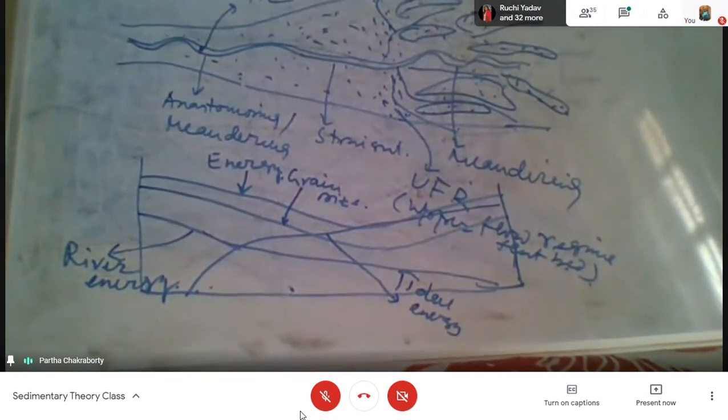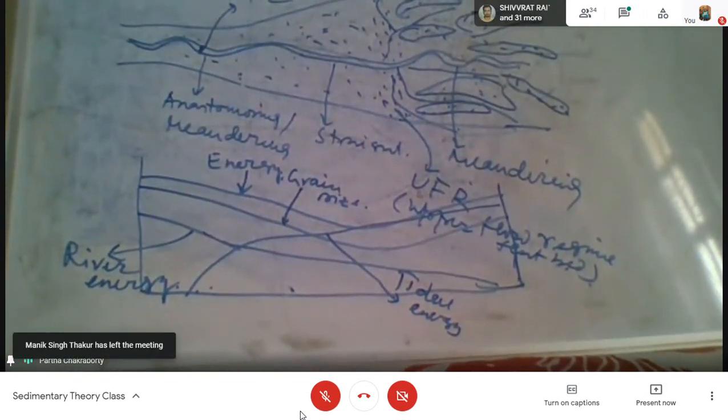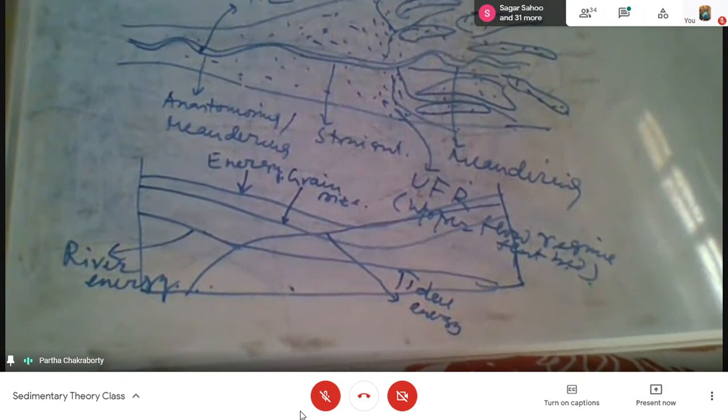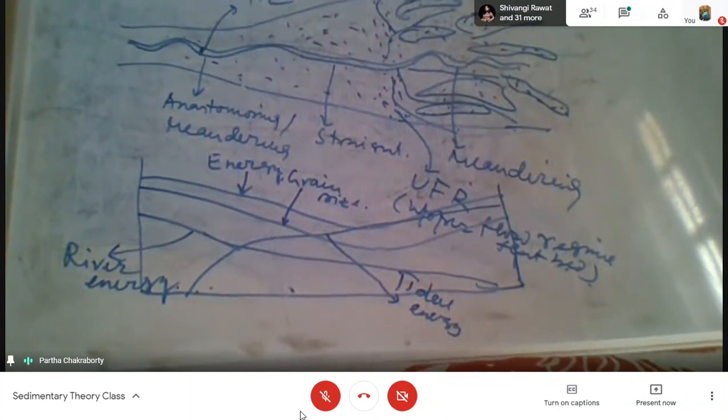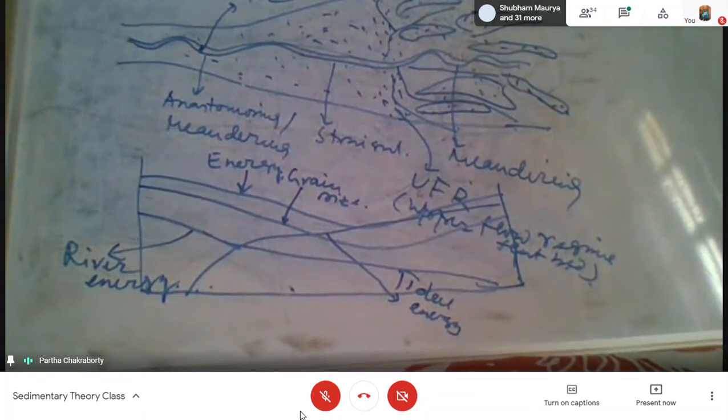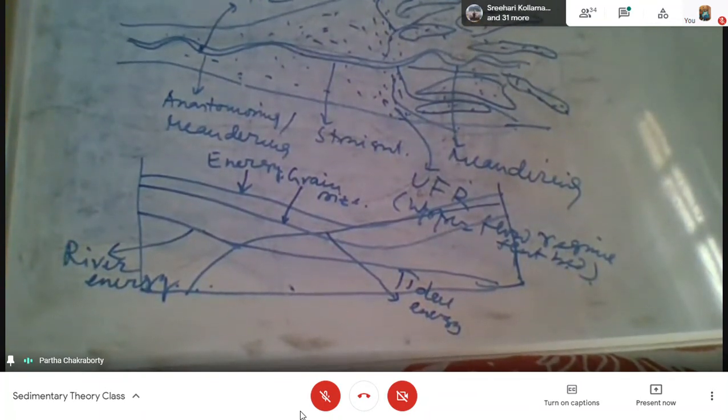Basically, what I wanted to say is that the estuary is a product of a transgressive coastline, and there is wave reworking and tide reworking. If the wave and tide reworking affects the fluvial valley, and the fluvial sediment is totally reworked by the marine agent, then you call it an estuary.